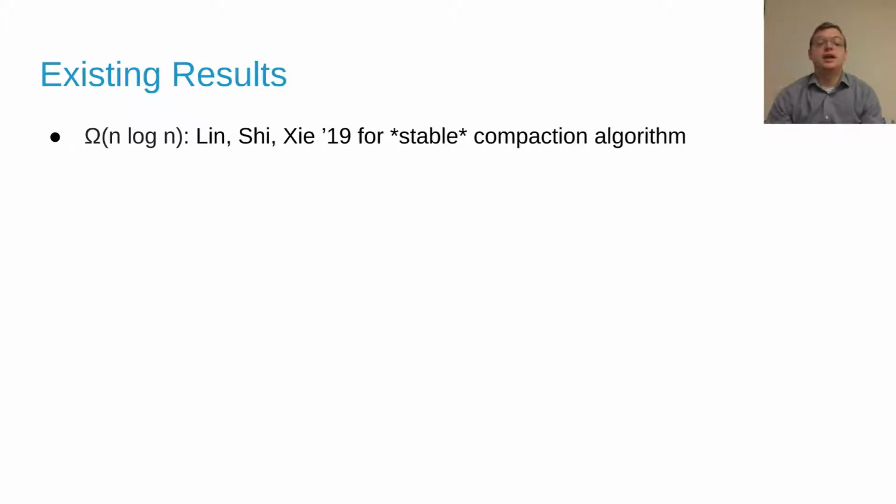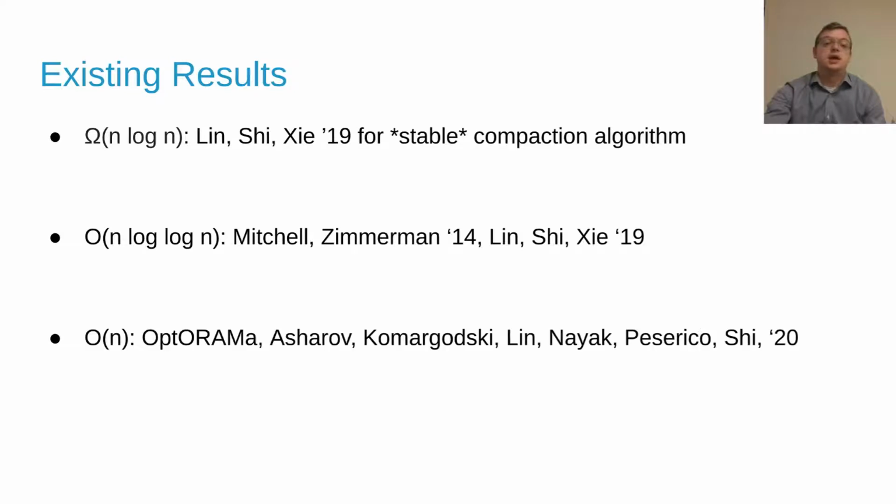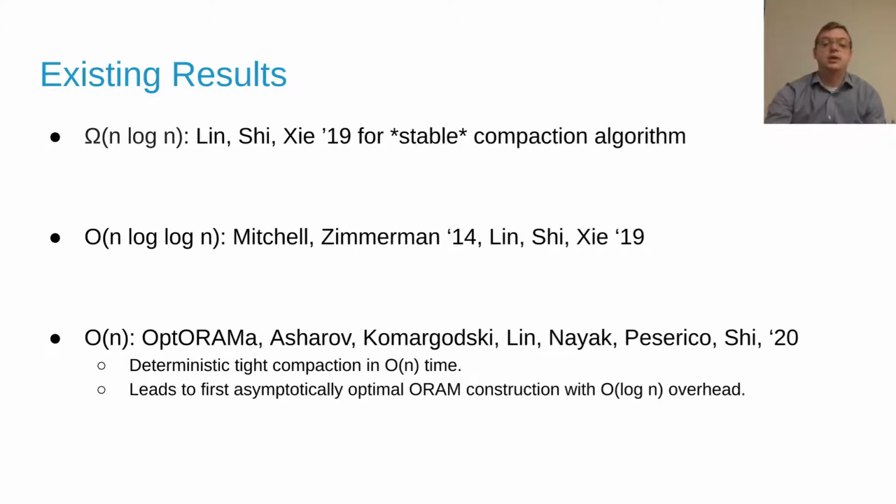Now, there's an n log n lower bound for this problem in the case where the compaction algorithm is stable, where, in other words, the relative ordering of blue elements and red elements are each preserved. But if you remove that requirement, then you can do better. It was first done in n log n by Mitchell and Zimmerman, and then again by the same authors, Lin, Shi, and Xie. And finally, this was pushed to big O of n, which is, of course, optimal, in the important OptORAMa paper. That paper both gives a deterministic tight compaction algorithm and the first asymptotically optimal ORAM construction, so that's big O of log n overhead.